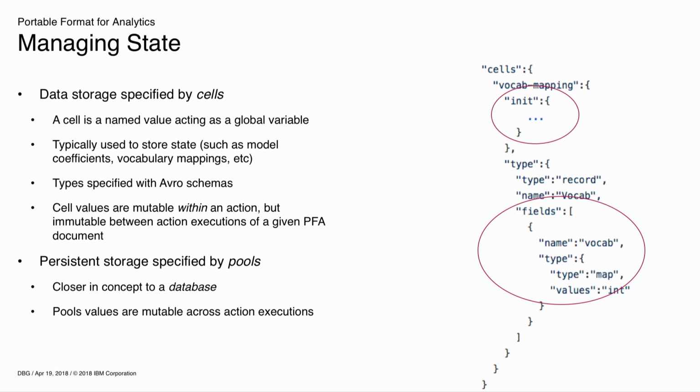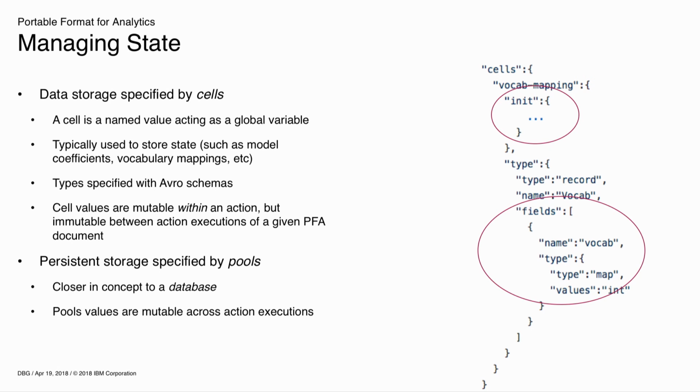And the vocabulary is just a map. So in Avro, the map always has string keys, and the values are integers. So this maps terms in a vocabulary to indices in a feature vector. And this is the kind of thing that you would have in a count vectorizer type transformer that will take a piece of text and turn it into a bag of words vector.